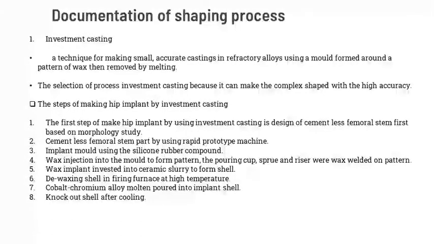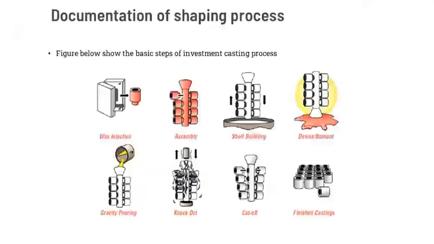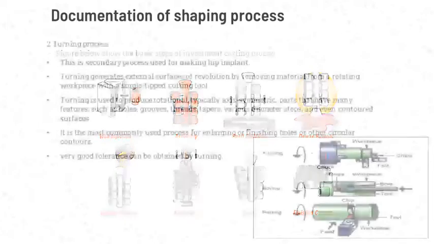For investment casting, it is a technique for making small, accurate castings in refractory alloy using a mold formed around a pattern of wax, then removed by melting. The selection of investment casting is because it can make complex shapes with high accuracy. So this is the step of making hip implant by investment casting. The figure below shows the basic steps of investment casting.